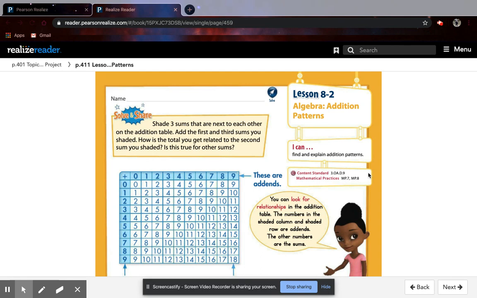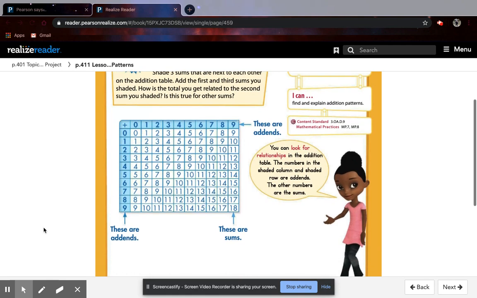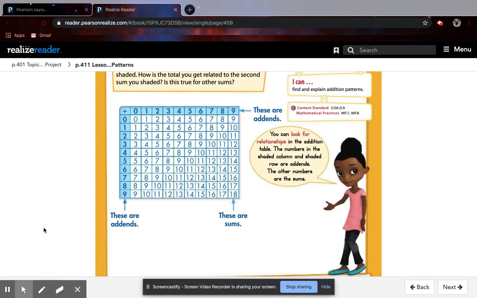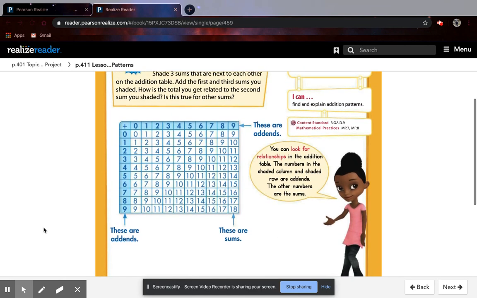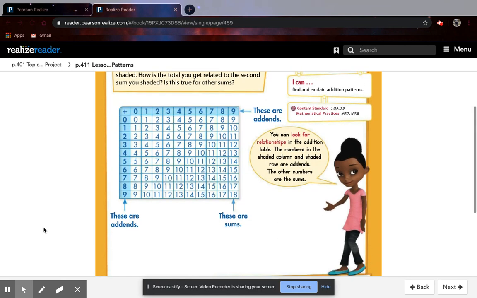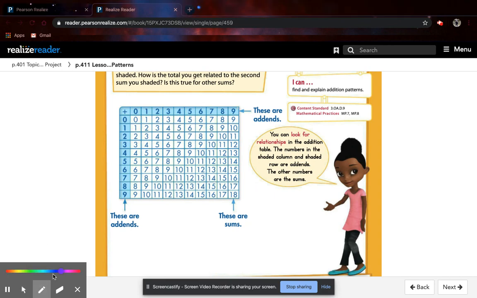So the solve and share, it says shade three sums that are next to each other on the addition table. Add the first and the third sums you shaded. How is the total you get related to the second sum you shaded? Is this true for other sums? So it sounds like they're asking you a whole lot of stuff, but actually it's super simple, I promise.